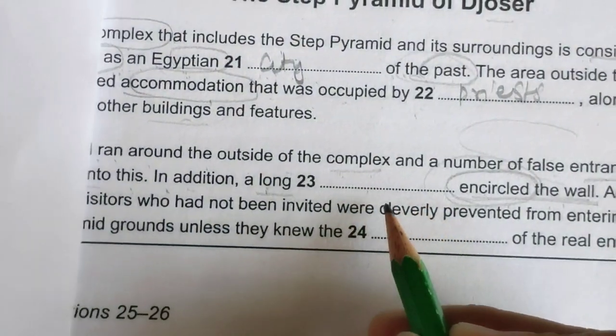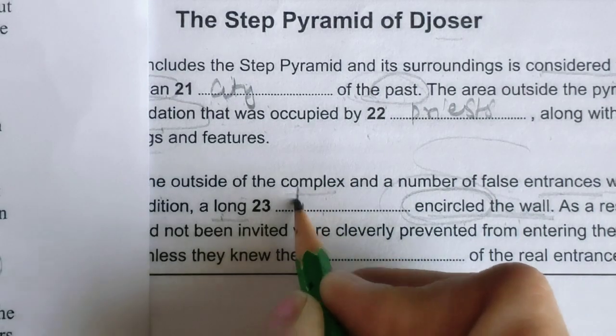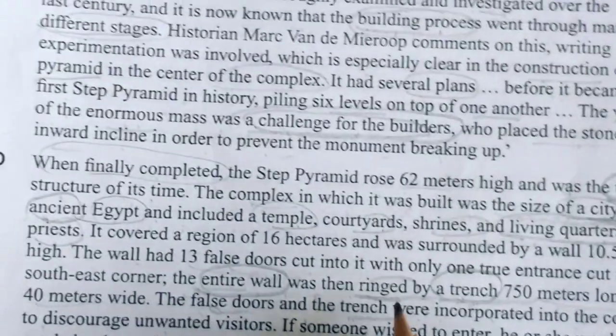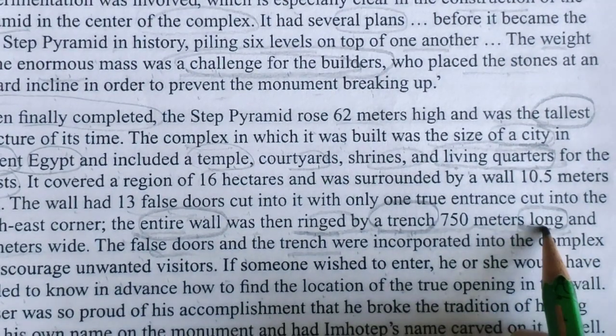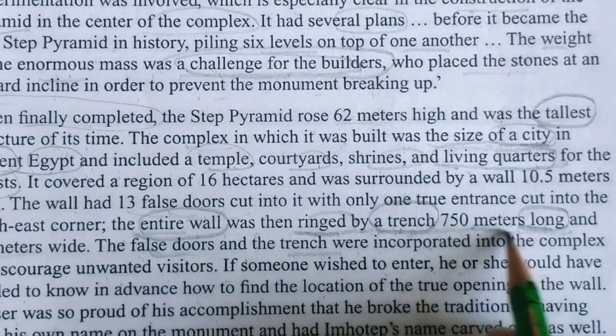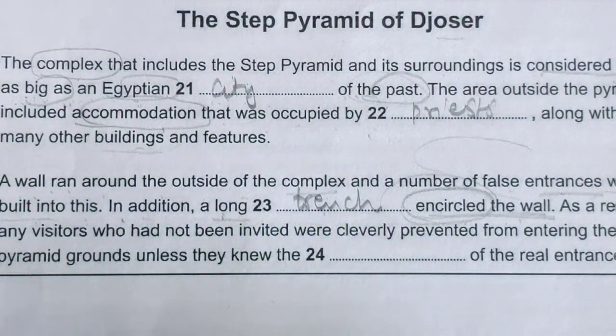So encircled the wall. So here we will be writing trench. Long, by a trench. So long is also there. Now you can see the word long is also there. Trench 750 meters long. So trench, I will be writing it here.